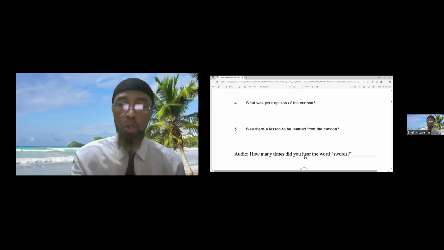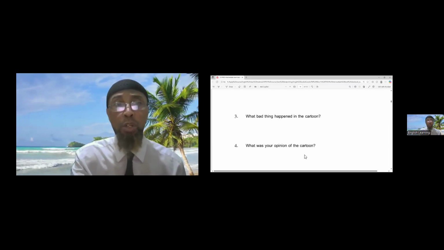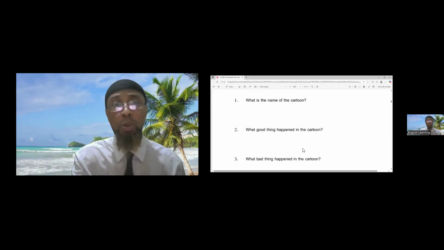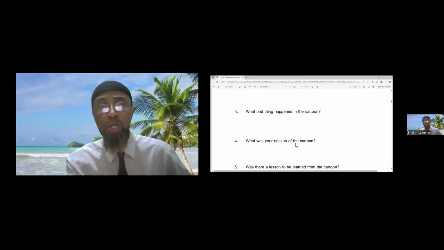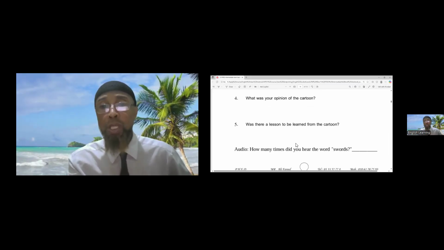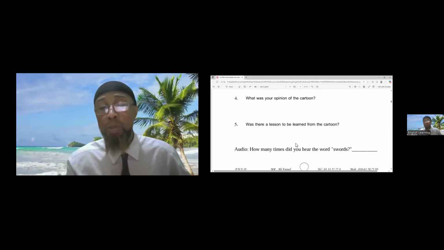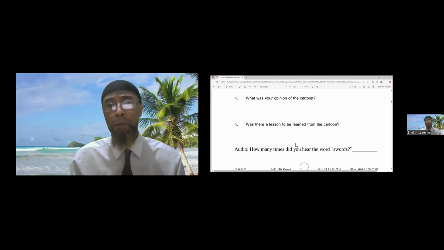All right, so if you change the cartoon, in that case you're going to write the name of the cartoon. You see here, what is the name of the cartoon? What good thing happened in the cartoon? But I really prefer that you watch the cartoons that are provided, because this way I can help you in class if you didn't understand something in the cartoon and you had questions about it. I can't help you too much if it's a cartoon that I did not see.